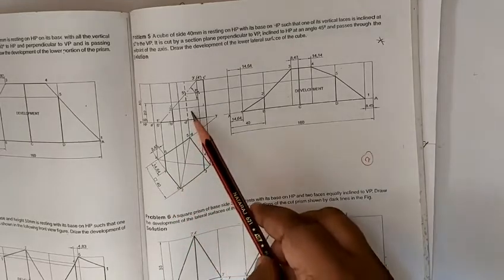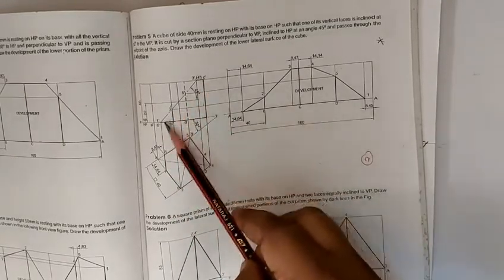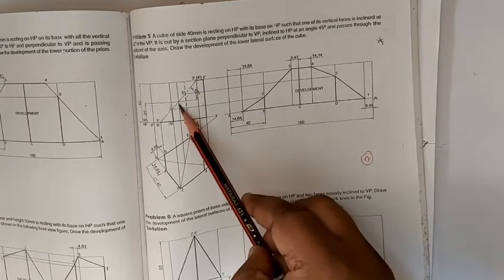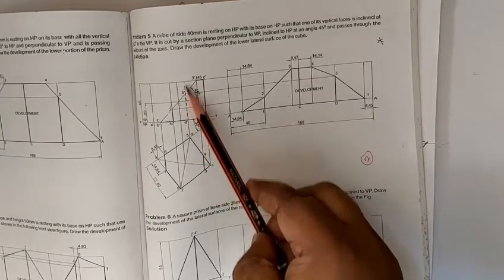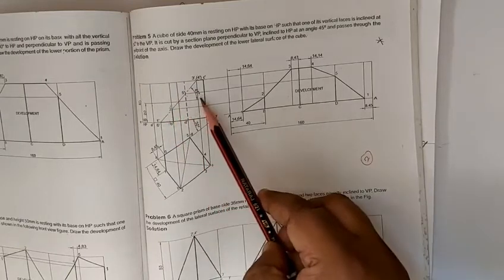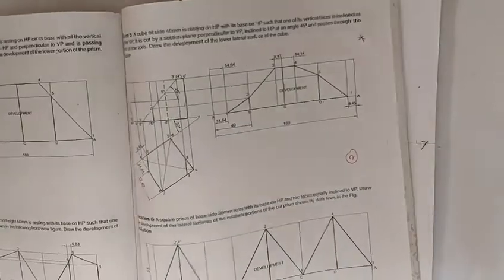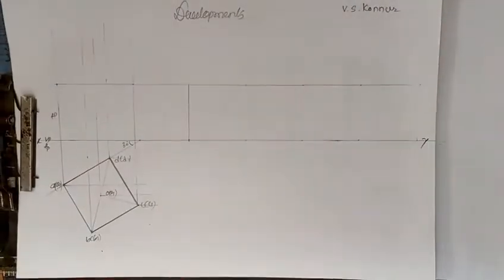And then a cut section, this is a perpendicular cut section. This is inclined at an angle of 45 degree and passing through the midpoint of the axis. It is 40, 20 on axis. You have to draw a line and a 45 degree cut section which is perpendicular to HP. This we construct in the book.